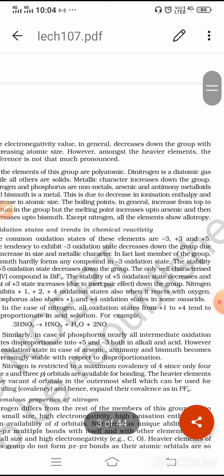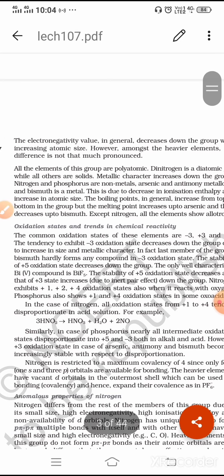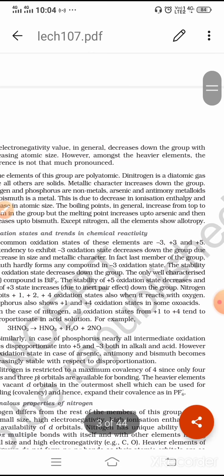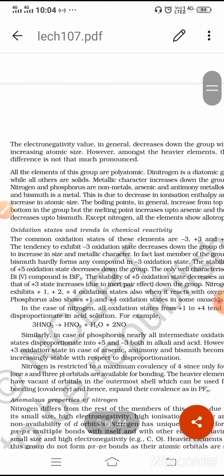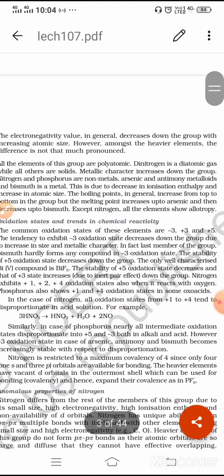Nitrogen occurs in diatomic form because nitrogen is having a stable triple bond, while all other elements have unstable single bonds. The single bond is unstable in nitrogen because of its small size and high electronegativity. Then the metallic character down the group increases due to increase in size. Nitrogen and phosphorus are nonmetals, arsenic and antimony are metalloids, and bismuth is a metal. This is simply due to increase in atomic size and decrease in ionization enthalpy.